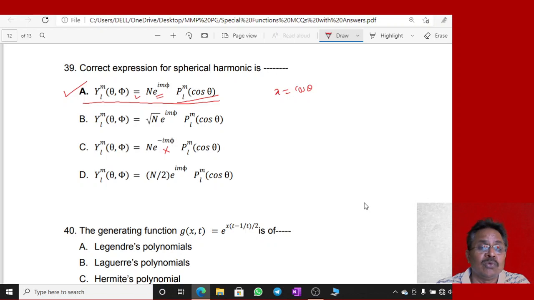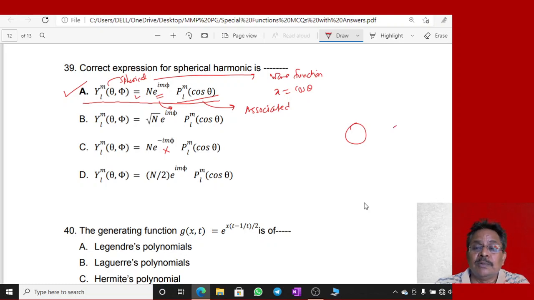So out of that, just try to understand: this is our spherical harmonics, then this is the phi part equation, and this is your associated Legendre polynomial. So the associated Legendre polynomial and the solution of the phi part equation collectively give rise to the spherical harmonics, which are the expressions of the wave functions. These are the different wave functions we obtain in the case of the hydrogen atom. These wave functions are sometimes circular, sometimes elliptical, sometimes dumbbell shaped.